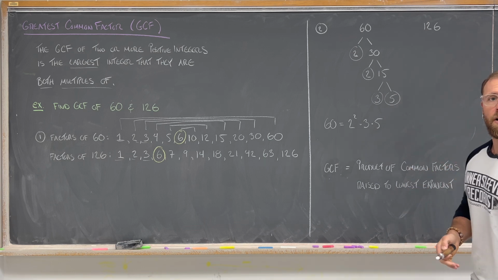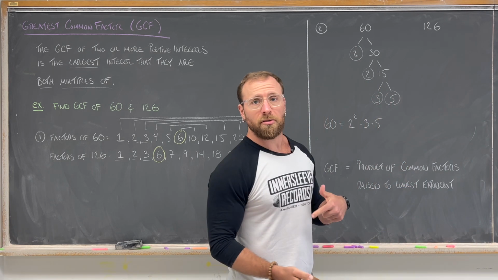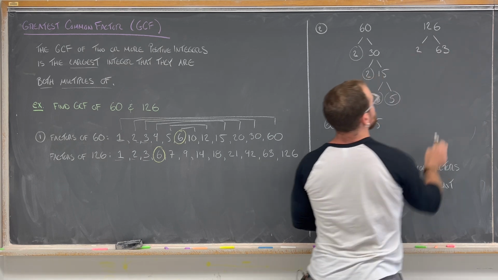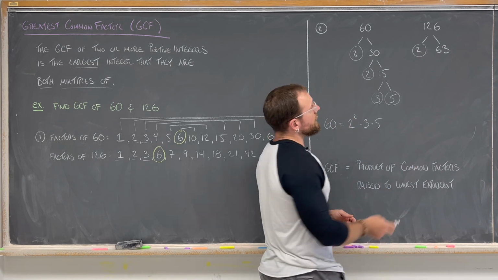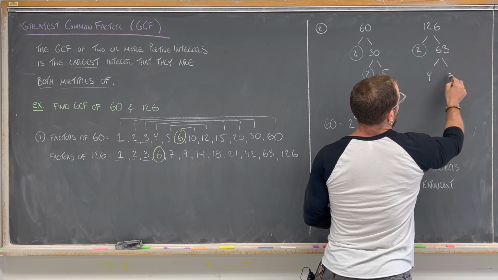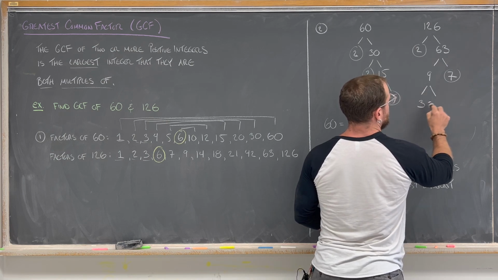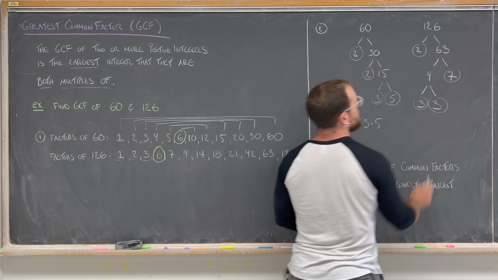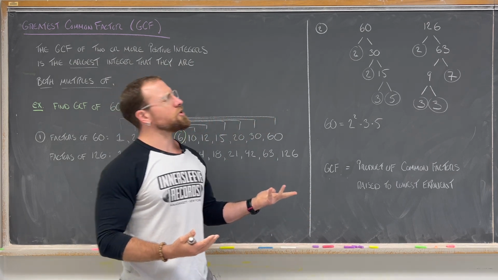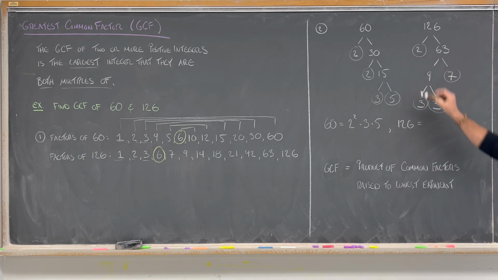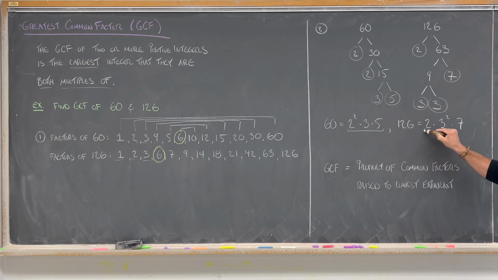Now over here, let's do the same thing for 126. 126 is not prime. I can factor it into, for example, 2 and 63. 2 is prime, but 63 isn't. I can factor 63 into 9 times 7, for example. And 7 is prime, but 9 isn't. 9 is 3 times 3, but 3 is prime. So this now stops, okay? This is called a factor tree, and this shows me that 126 is equal to 2 times 3 squared times 7. Okay, so what we're looking at here is the prime factorization of those numbers.